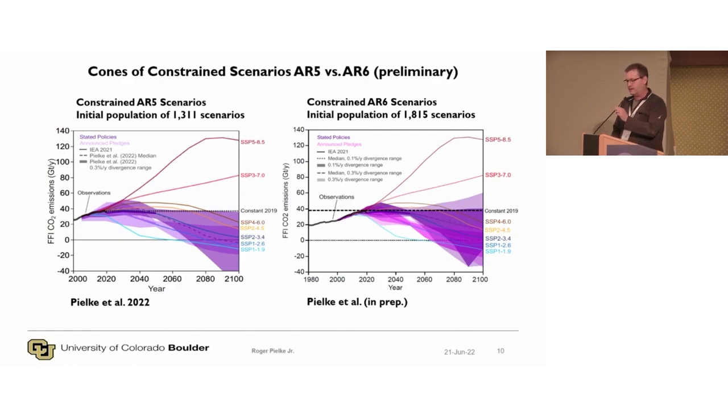So here are the results from AR5 on the left. The purple shading shows where the screen winds up for 2100, and you can see the highest there is constant 2019 emissions. The median scenario there gets to net zero around 2100. On the right is the same analysis for the AR6, and it's qualitatively substantially the same. The median scenario gets to net zero about 2100, and the upper boundary is about constant 2019. You can see the 7.0 and 8.5 lines above that are well outside the cone.